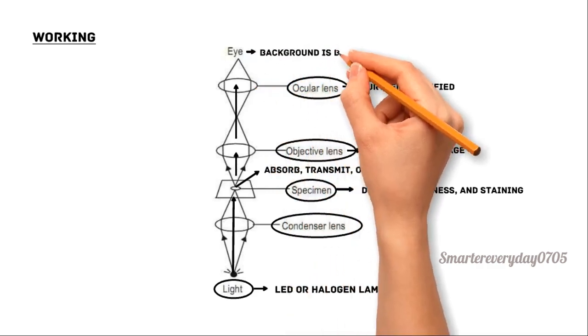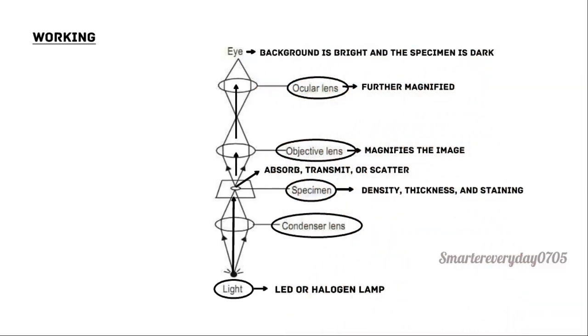The background of the image appears bright, while the specimen, depending on its properties and any applied stains, appears darker or colored. The contrast between the bright background and the darker specimen makes it possible to observe fine details.